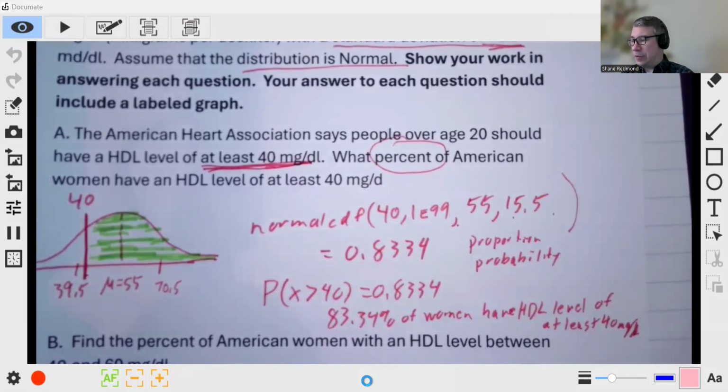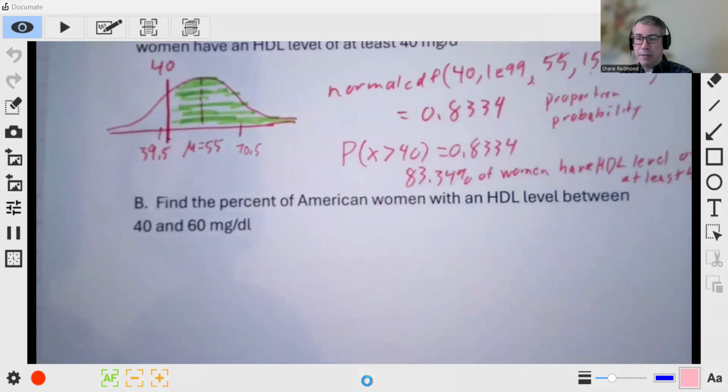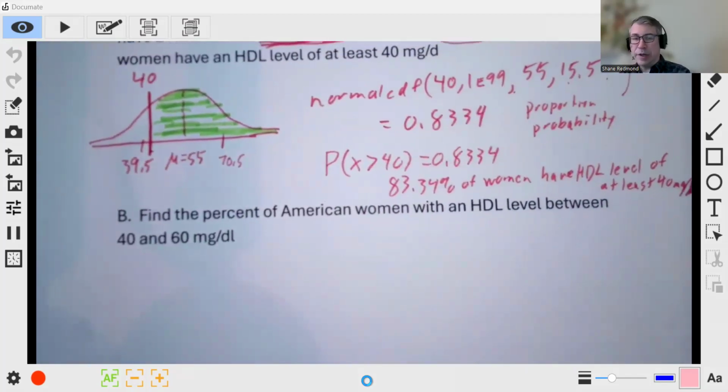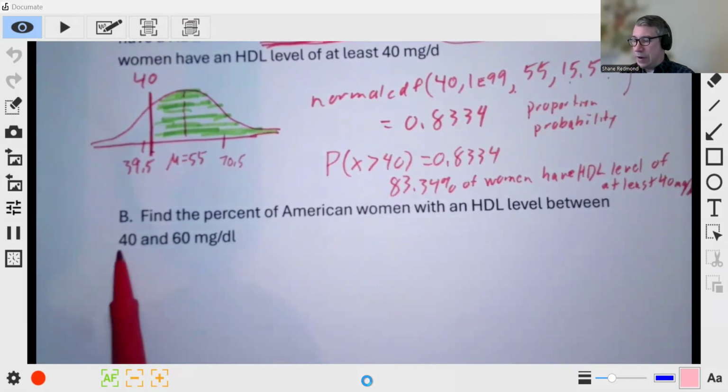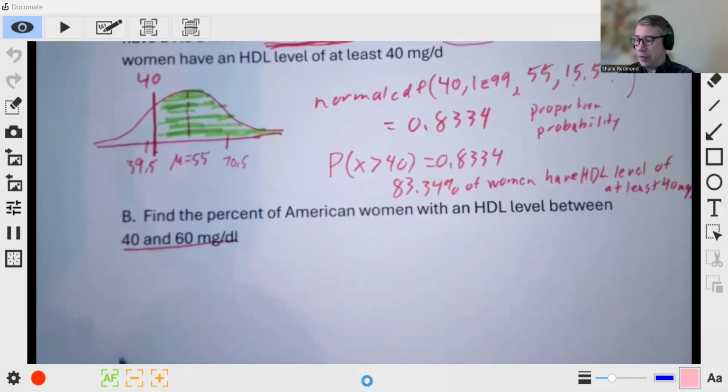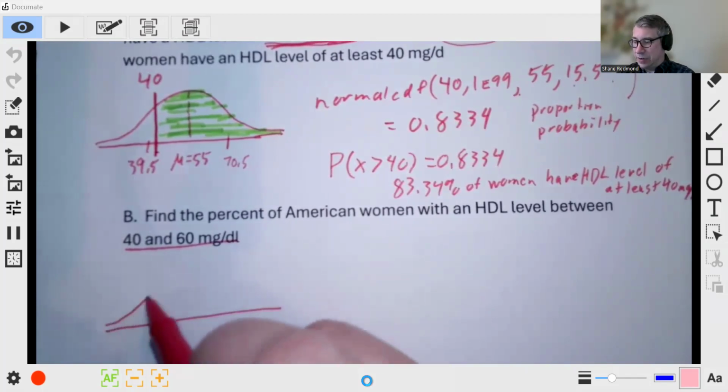All right, let's move on to question number 2. And again, now we've seen the calculator can do parts of this question, but there are some things that we need to do for ourselves. Find the percent of American women with an HDL level between 40 and 60 milligrams. The calculator is not giving us a picture here.